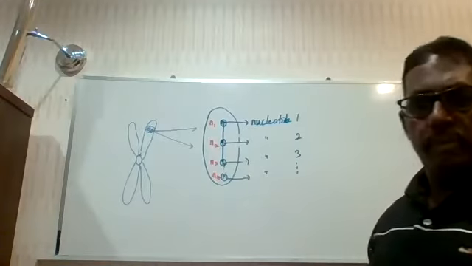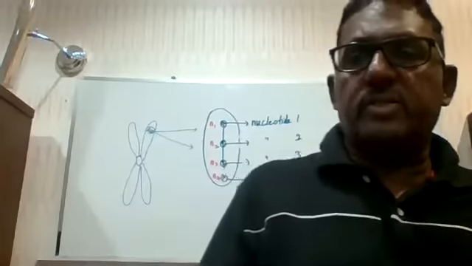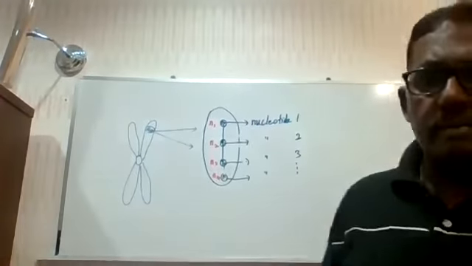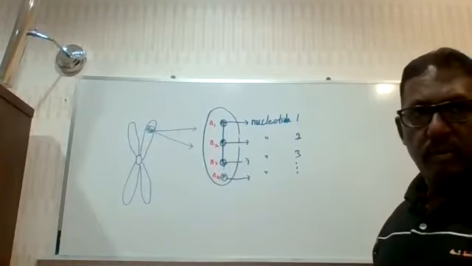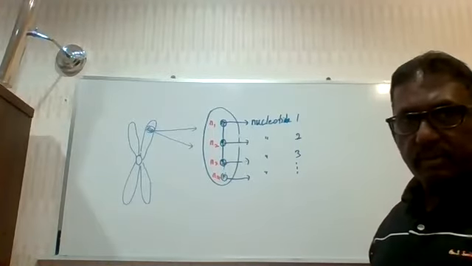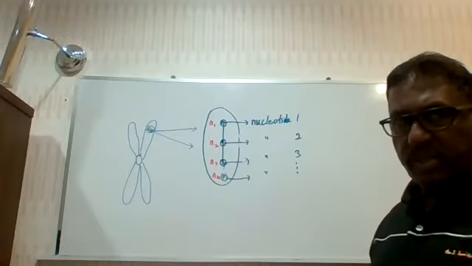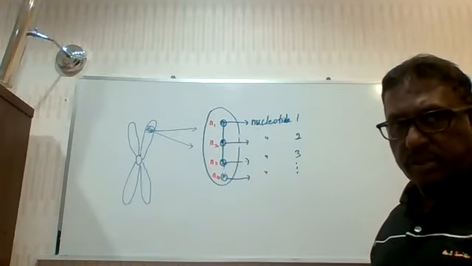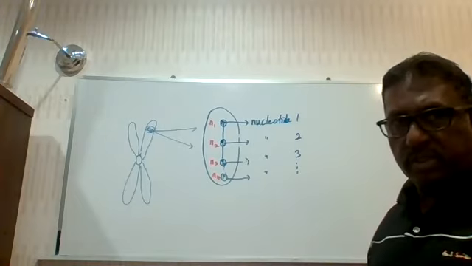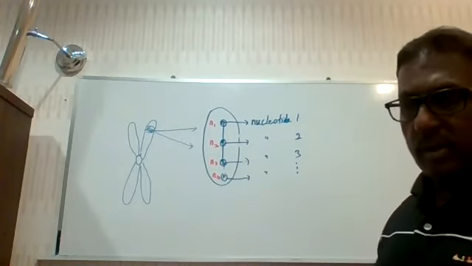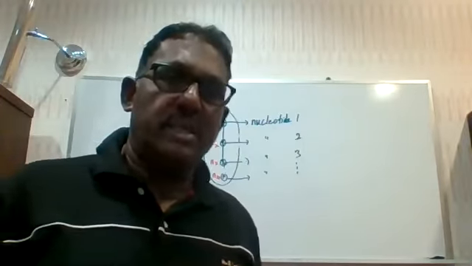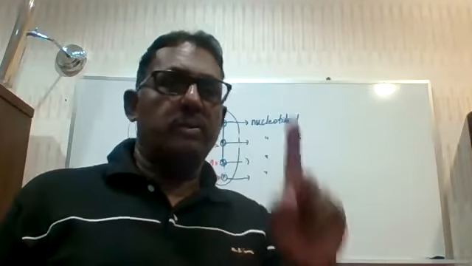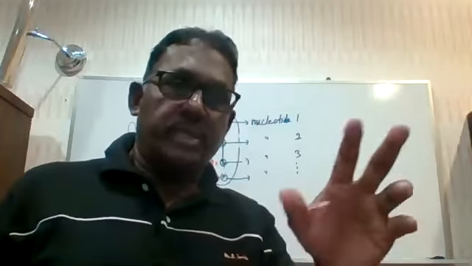So the sequence from 1, 2, 3, 4 is now 1, 2, 4. Two things have happened. Number one, the nitrogenous base has been deleted. Number two, it has altered the sequence. This is called gene mutation, and this gene mutation is referred to as deletion.